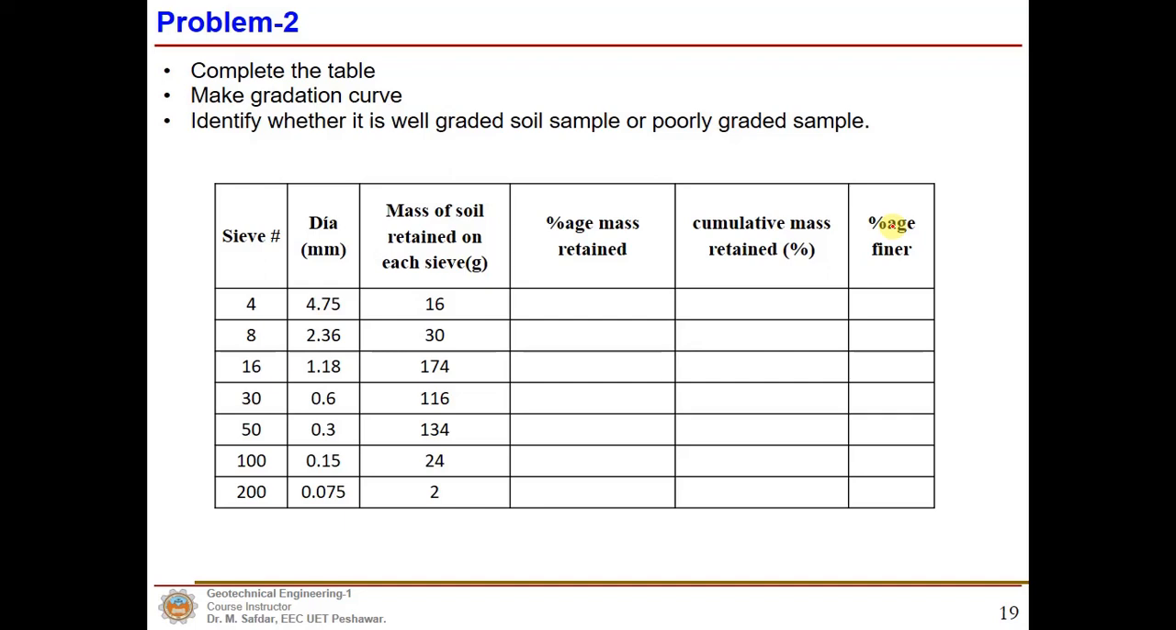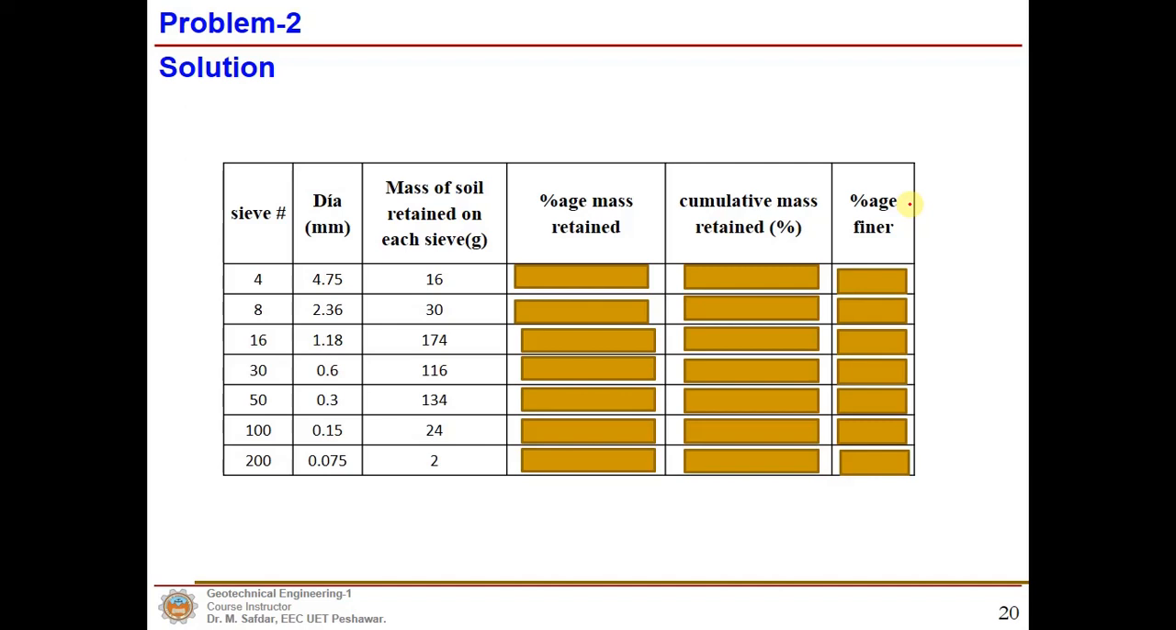whether it's poorly graded. In another example, sieve number, diameter, mass of soil retained on each sieve, percent mass retained, cumulative percent mass retained and percent finer is requested. So the total mass of soil is 496 grams. Now the percent mass retained is 3.2, cumulative mass retained is 3.2, and if you simply subtract 3.2 from 100, it's 96.8.